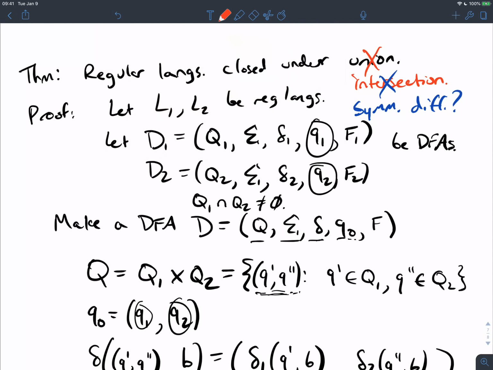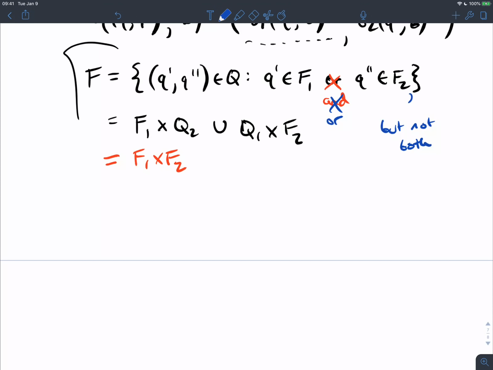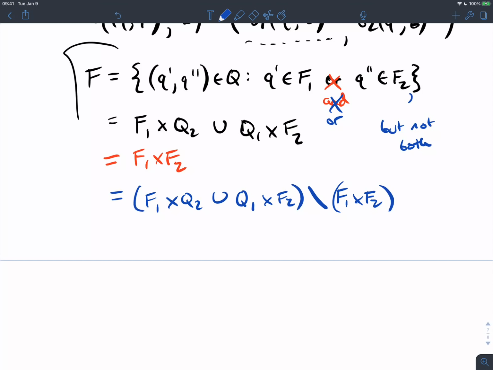So what would I have to change about our English description? So in this case, it would be or, but not both. So anyone have a formal way of writing it? So you can thank me later. So it's the one for union, but I'm taking away the ones that are in both, which is the intersection one. That's just a formal way to write it.